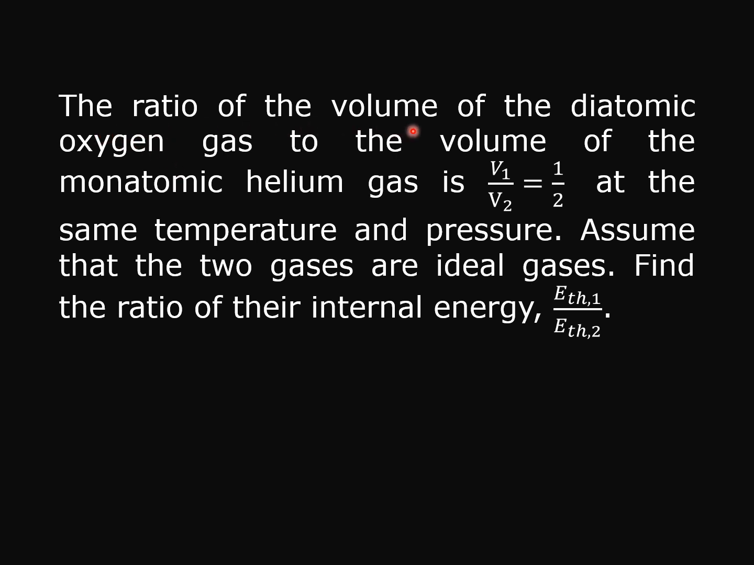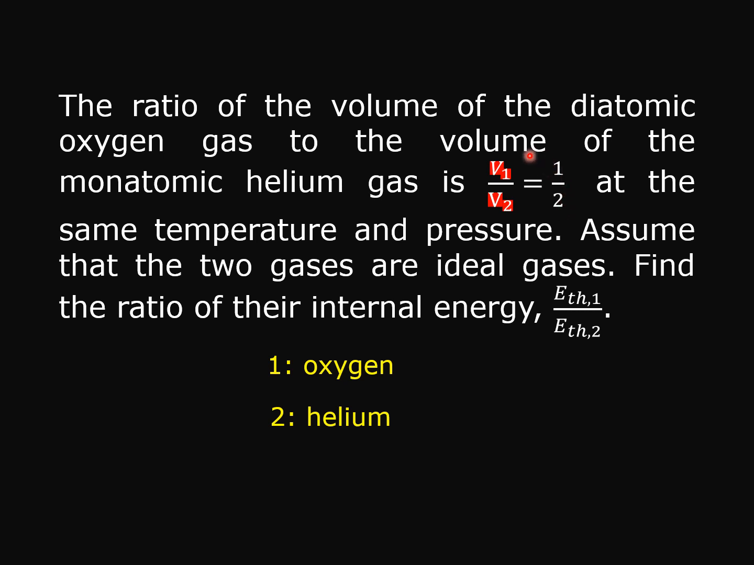The ratio of the volumes of the diatomic oxygen gas to the volumes of the monatomic helium gas is V1 over V2 equal to half at the same temperature and pressure. Assume that the two gases are ideal gases. Find the ratio of their internal energies ETH1 to ETH2.